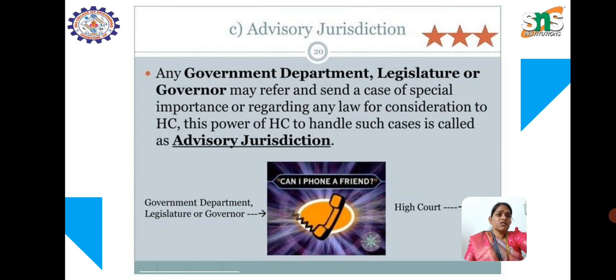Next is advisory jurisdiction. Here any government department, legislature or governor may refer or send cases of special importance, or regarding any law, to the High Court for consideration. This power of the High Court to handle such cases is called advisory jurisdiction.